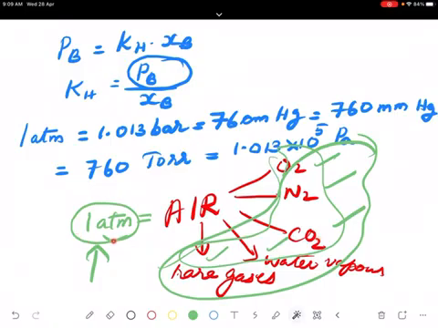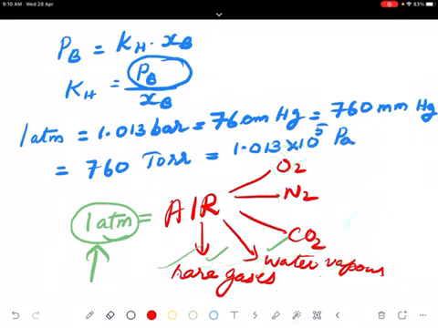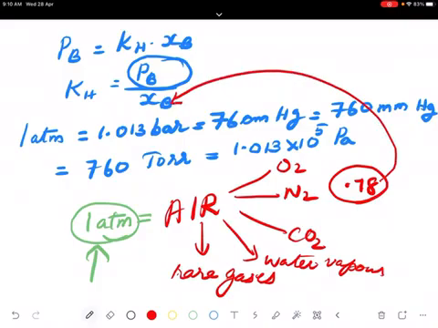The total pressure, this 1 atm at sea level, is the sum of the partial pressures. You can find out the mole fraction also. You learned last year that the mole fraction of nitrogen in air is 0.78. So what is this mole fraction? Xb.